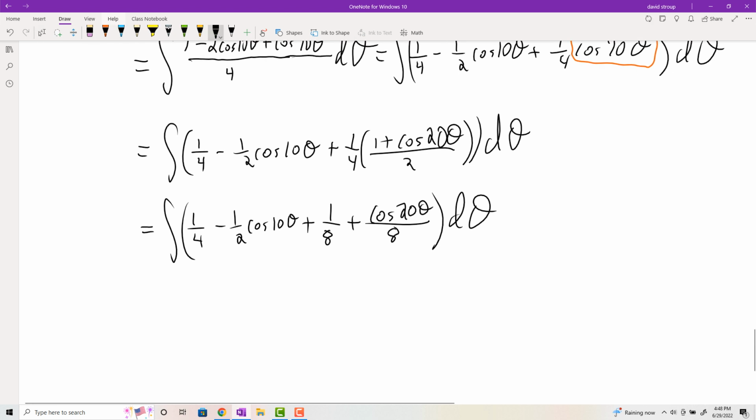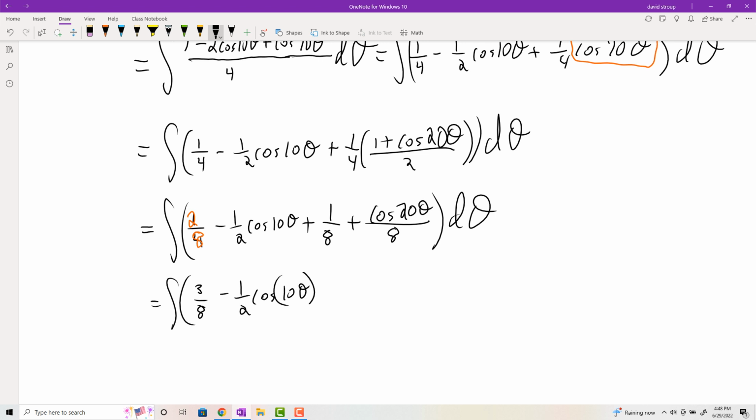Okay. Combine like terms before you integrate, so that first term is really 2/8, and then I combine it with the 1/8, that will give me 3/8. So I have the integral of 3/8 minus 1/2 cosine of 10 theta plus cosine of 20 theta, 1/8 times that, right? And then d theta.